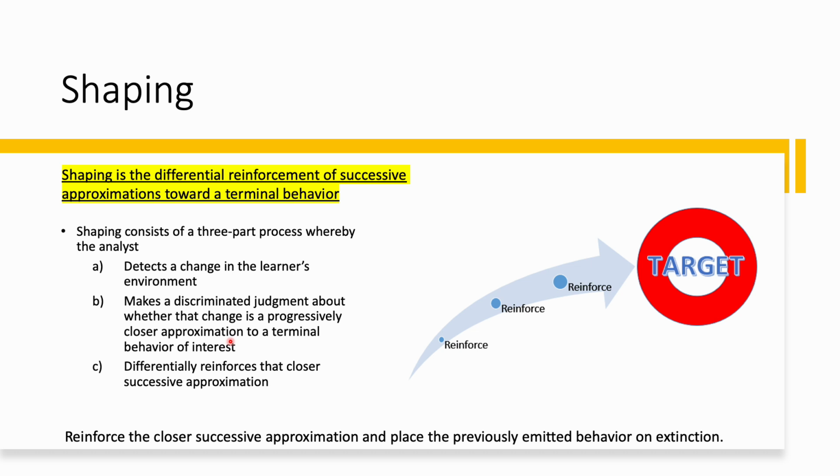And once they say the full word apple, we are no longer going to reinforce any previous approximation. We're only going to reinforce that particular response. This is an example of shaping. So we reinforce the closer successive approximation, and we place the previously omitted behavior on extinction.